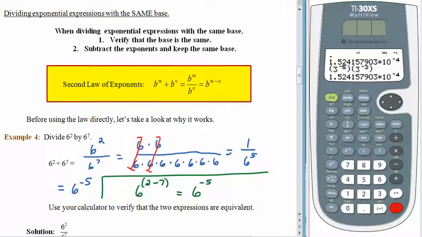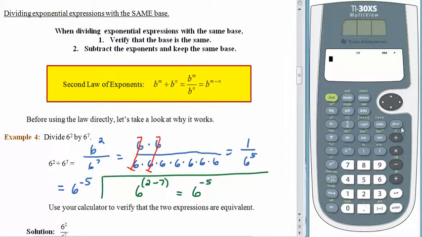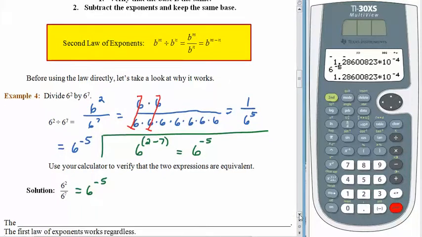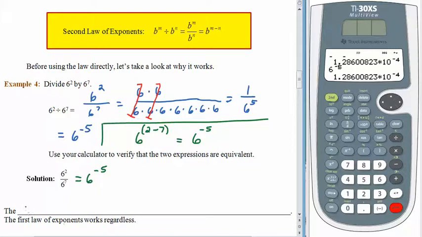And just like we did before, we can certainly find that 6 to the 2nd power divided by 6 to the 7th power has a value, and 6 to the negative 5th power has the same value. So our answer and the original expression match. All right, we should probably finish this off real quick. This is 6 to the negative 5. We'll make sure your notes are complete. Just like we did before, the sign of the exponents does not matter.